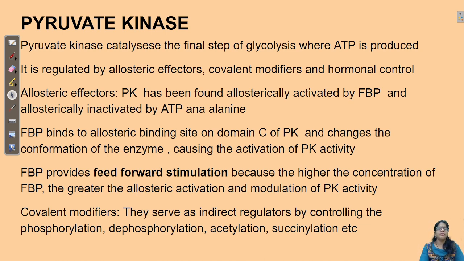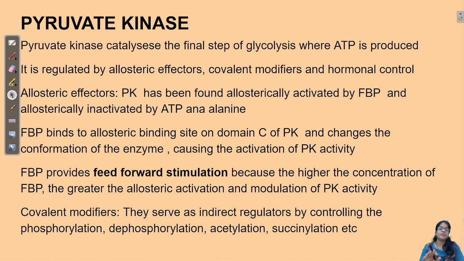Okay, so allosteric effects, like I told you, pyruvate kinase has been found to be allosterically activated by fructose bisphosphate and allosterically inactivated by ATP and alanine. Alanine is an amino acid. This fructose bisphosphate binds to the allosteric binding site. You have a C domain where the fructose bisphosphate binds, and it changes the conformation of your enzyme. Thus, it activates the PK activity.